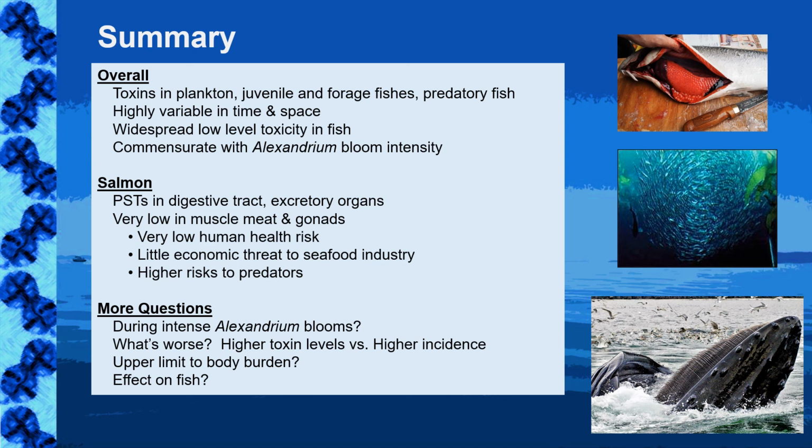So we have more questions. The field work will hopefully be continuing this year. Our questions are: what happens during an intense Alexandrium bloom, and what is worse, higher toxin levels versus a higher incidence of exposure to the toxin? And we would also like to know if there's an upper limit to the body burden of toxins, and whether or not at higher levels it can have any kind of effect on fishes.